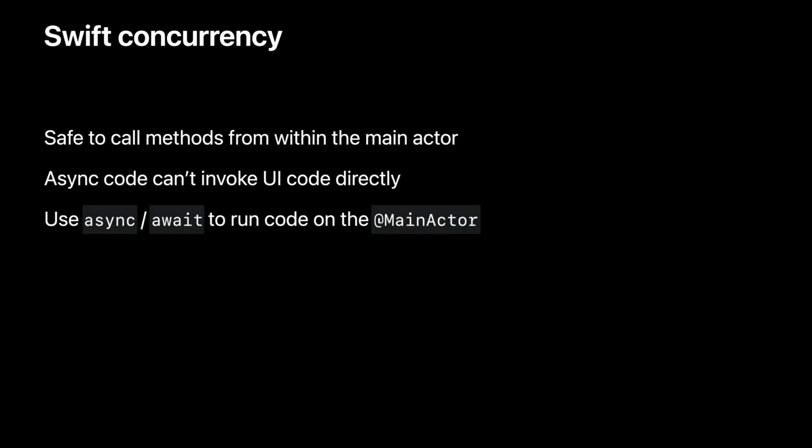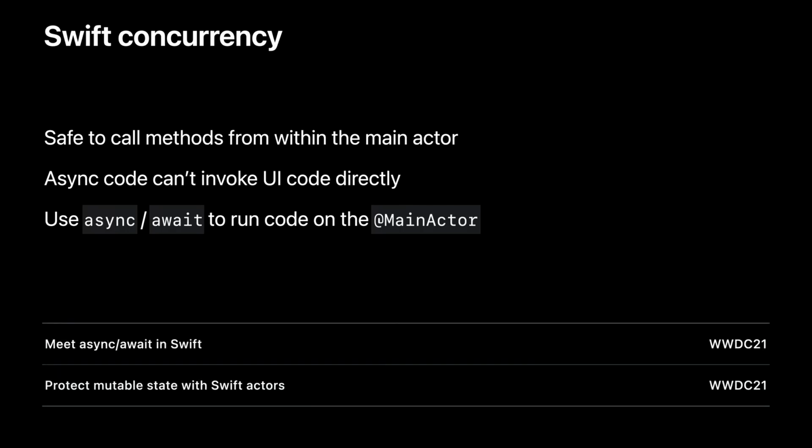Code running in a main actor can freely call methods on other main actor types, since you know that you're already on the main thread. However, code that's not running in the main actor must use the new async await features to perform that UI work in the context of the main actor. By enforcing this at the compiler level, Swift can help you avoid a common source of bugs when mixing concurrency with UI code. The Swift concurrency videos go into great depth about this powerful new language feature. You don't want to miss them.